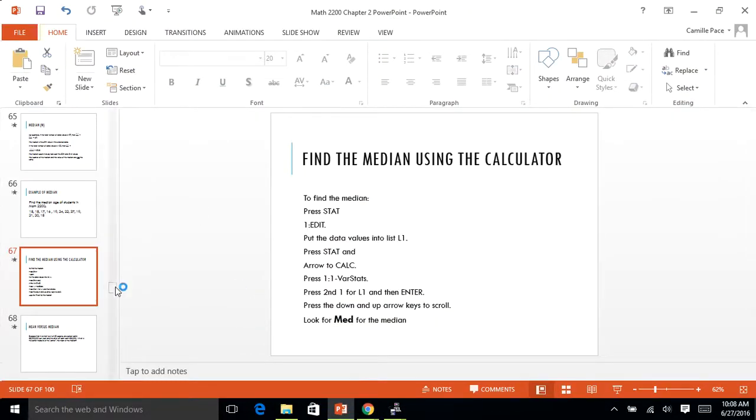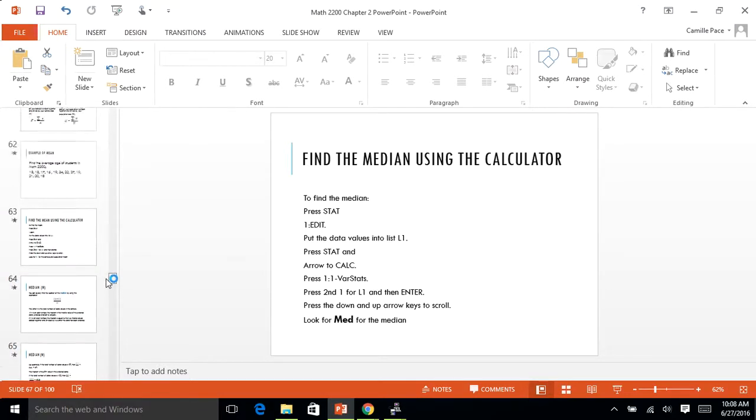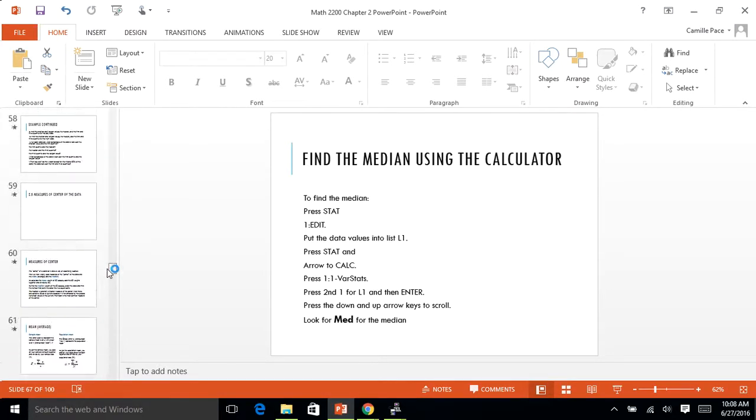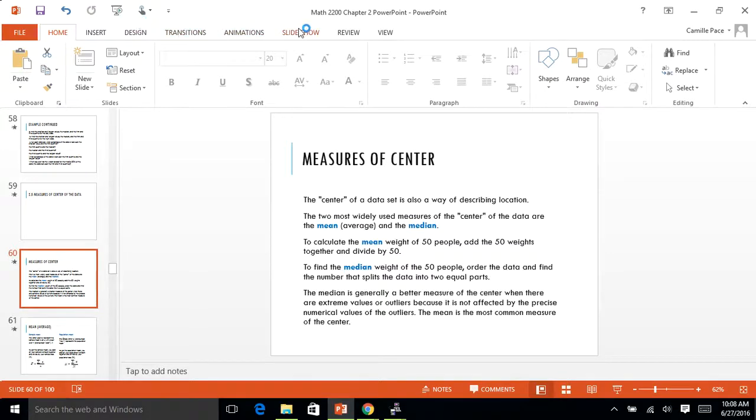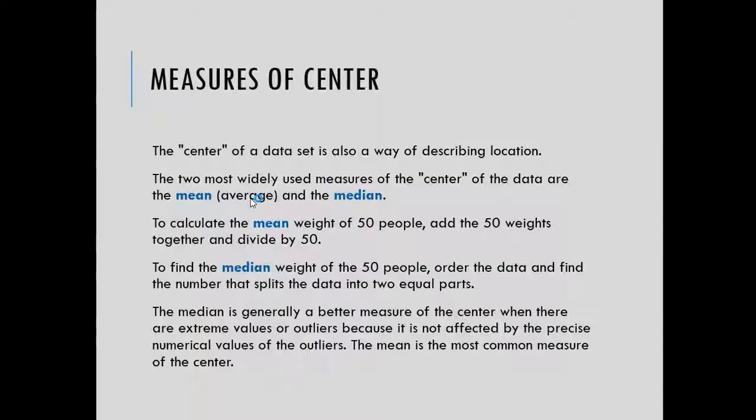So we're going to talk about mean, median, and mode right now. So let's go ahead and get that started. Okay. So what we're going to talk about is measures of center.